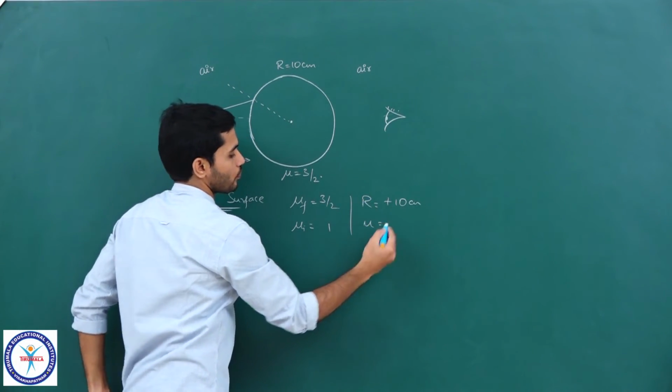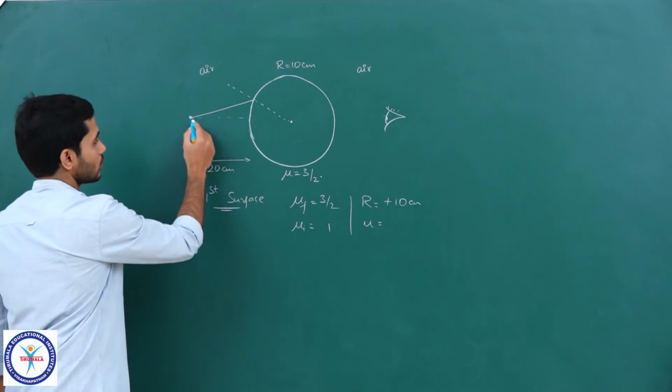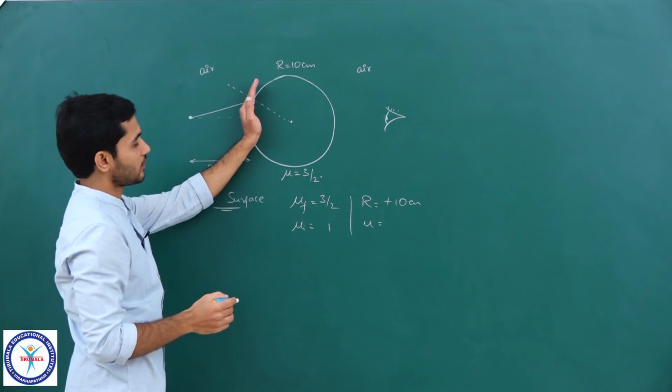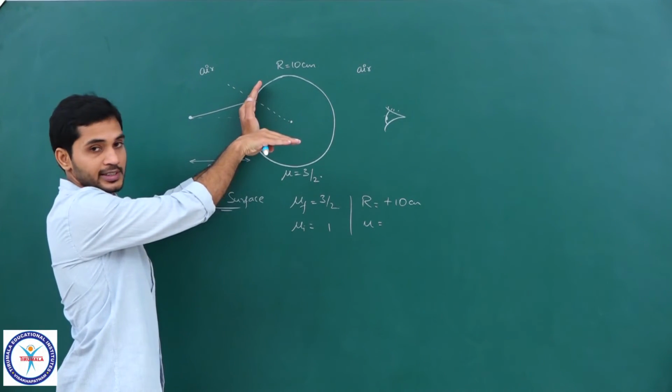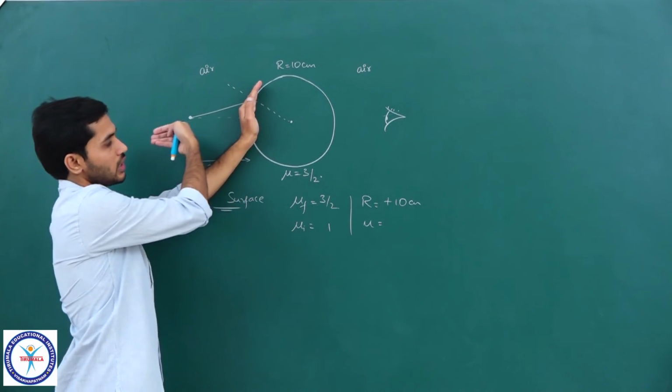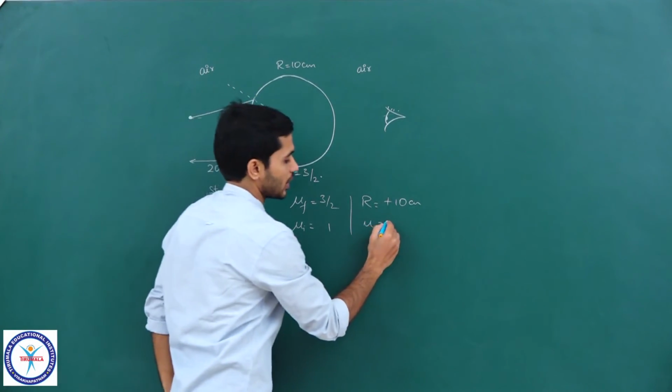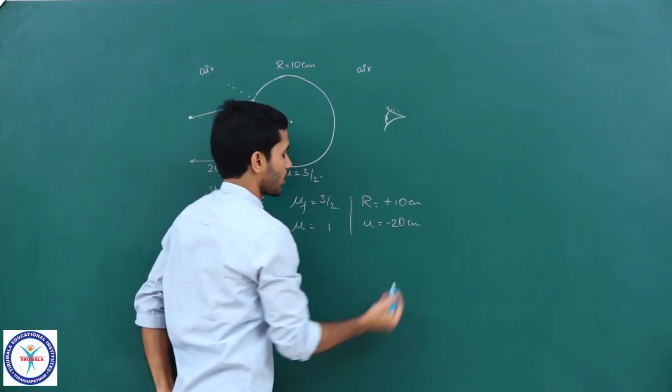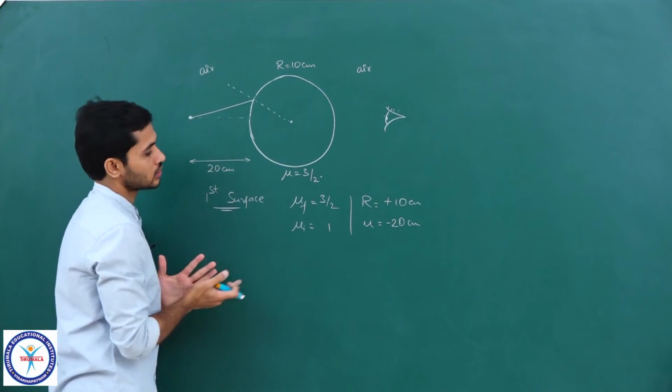Then u, what is u? The object is here, interface, incident rays direction, but the object is on the other side. So, minus 20. Okay. Now, let us substitute the values.